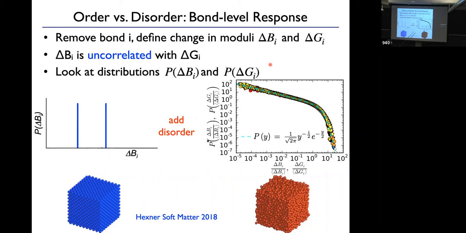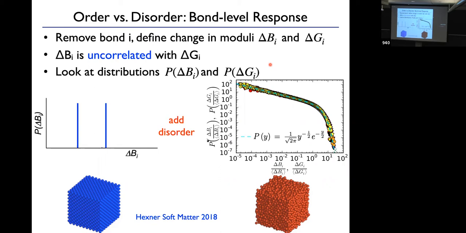Okay, has this shape. We understand this shape, and it's a continuous distribution that stretches all the way down to 0. Not only that, we found that how much the bulk modulus changes for a given bond is totally uncorrelated with how much the shear modulus changes.